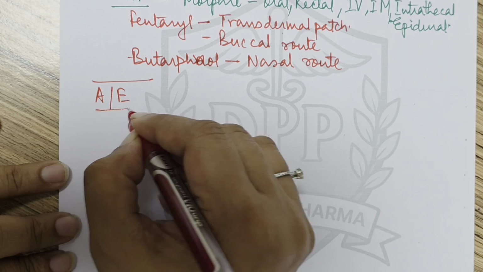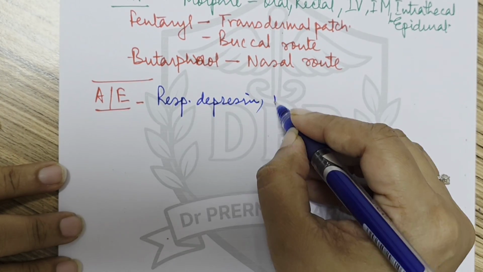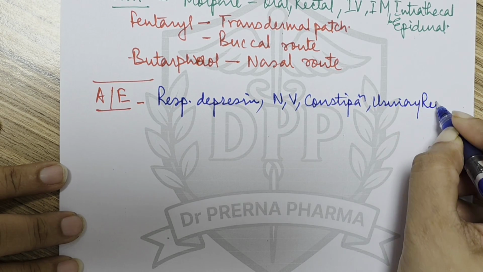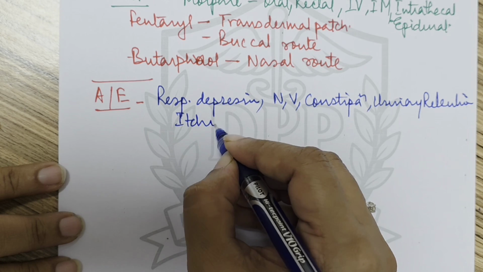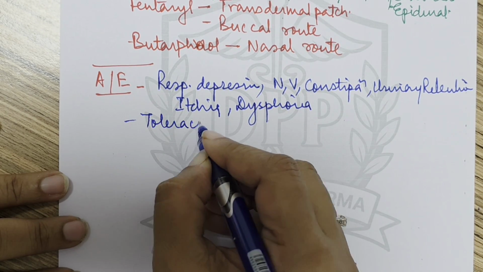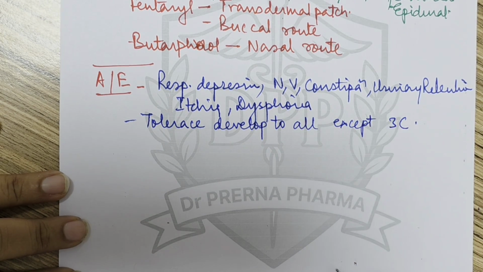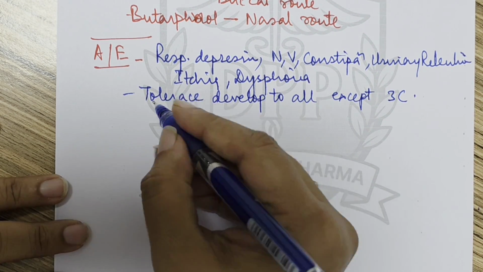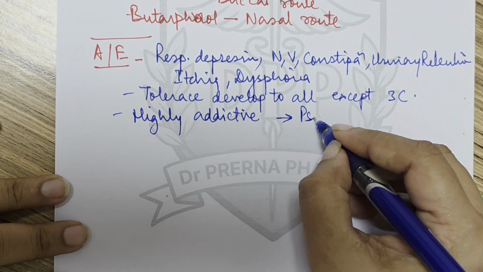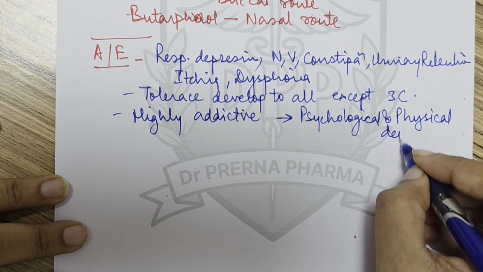Coming to the adverse effects. If we look at the adverse effects of opioids, they cause respiratory depression, nausea, vomiting, not diarrhea. They cause constipation, urinary retention, itching, dysphoria. These are some adverse effects. As we have earlier also seen, tolerance develops to all the effects except the 3 Cs, that is constipation, constriction of pupil, and convulsions. They are highly addictive substances and they lead to psychological and physical dependence.